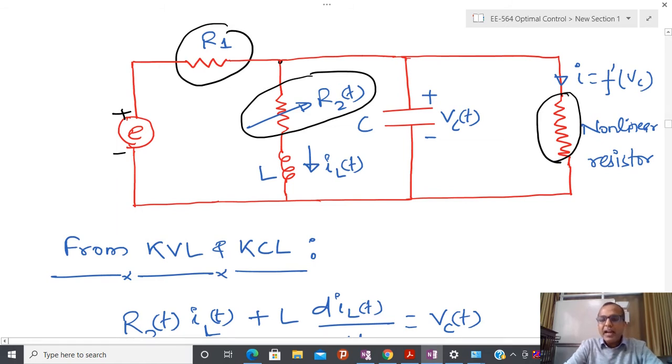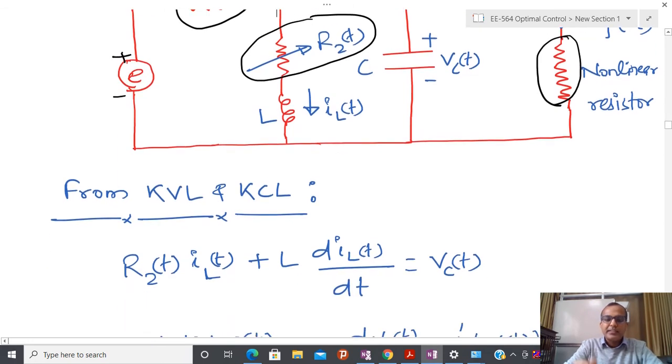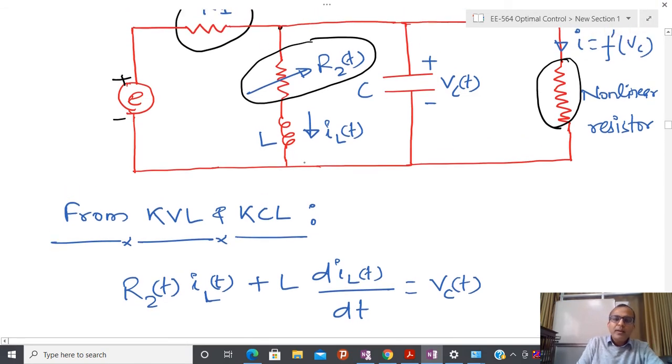So based on that, I have written this kind of differential equation, and I hope that this is pretty easy to understand. You can see that in this particular loop the current is IL. So I can write R2(t), because that is a time varying resistor, times IL, and after that L di by dt. And you can see that whatever voltage is across here, the same voltage is reflected here, and that I assume as VC. Due to that reason, this equation comes into the picture.